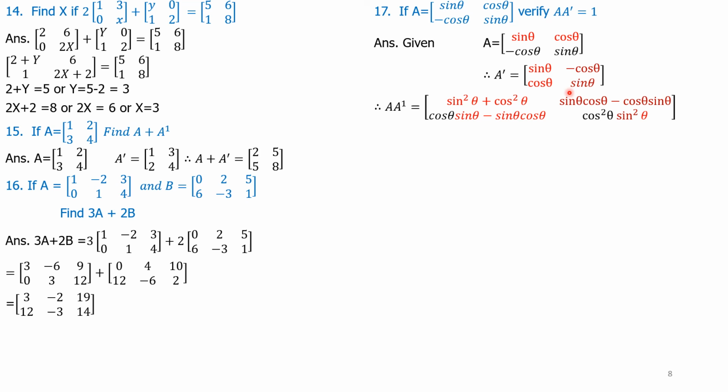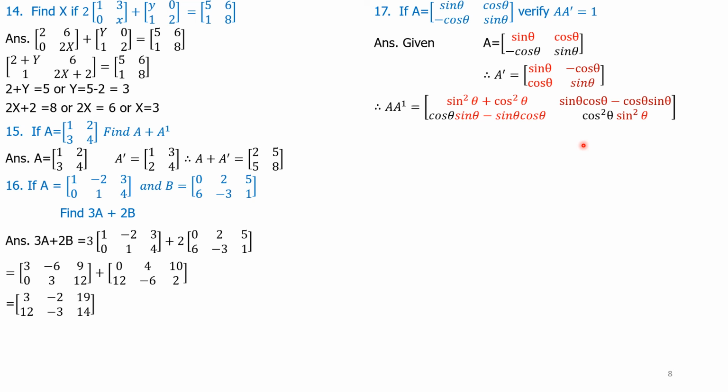And then next is second row, second column. You see, this is cos theta into cos theta, it is cos squared theta, plus sin theta into sin theta, plus sin squared theta. So we have completed the multiplication of the two matrices.